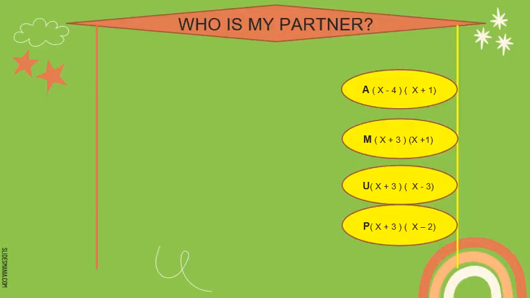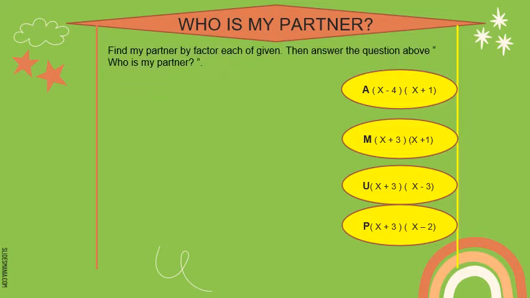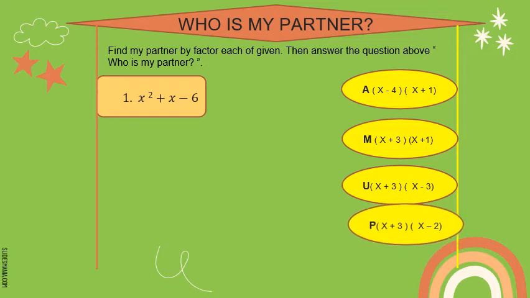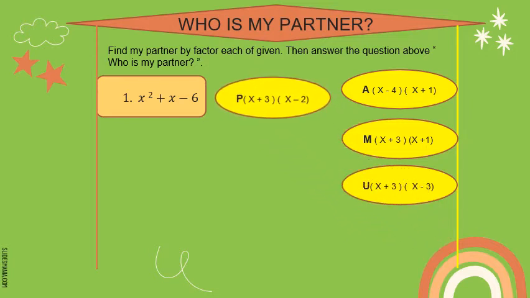Let's do the activity before we start our topic for today. You're going to find my partner by factoring each of the given expressions, then answer the questions above. Who is my partner? These are the first questions. X squared plus x negative 6. So the factor here is what? Alright, so that's quantity x plus 3, quantity x minus 2. And that's the letter P.